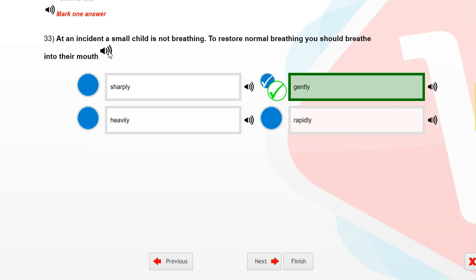At an incident, a small child is not breathing. To restore normal breathing, you should breathe into their mouth.